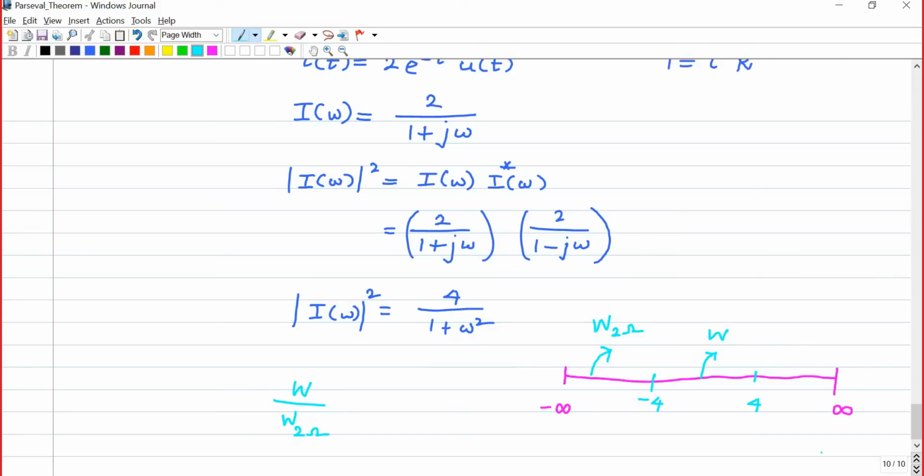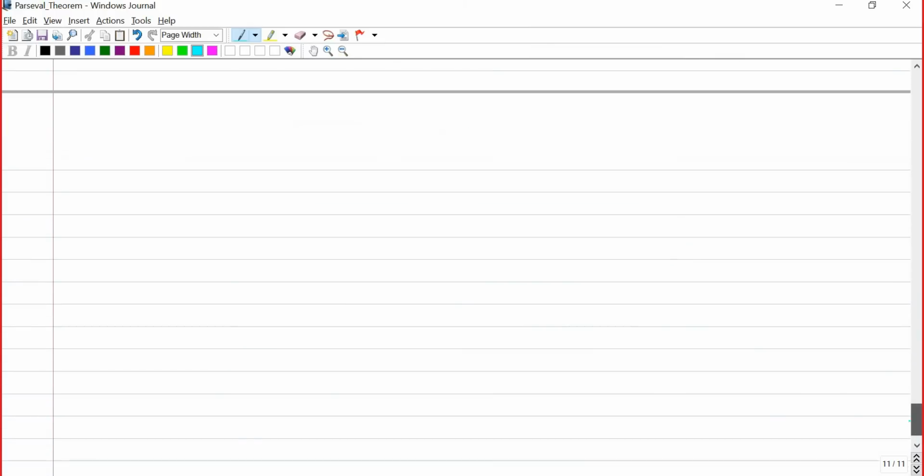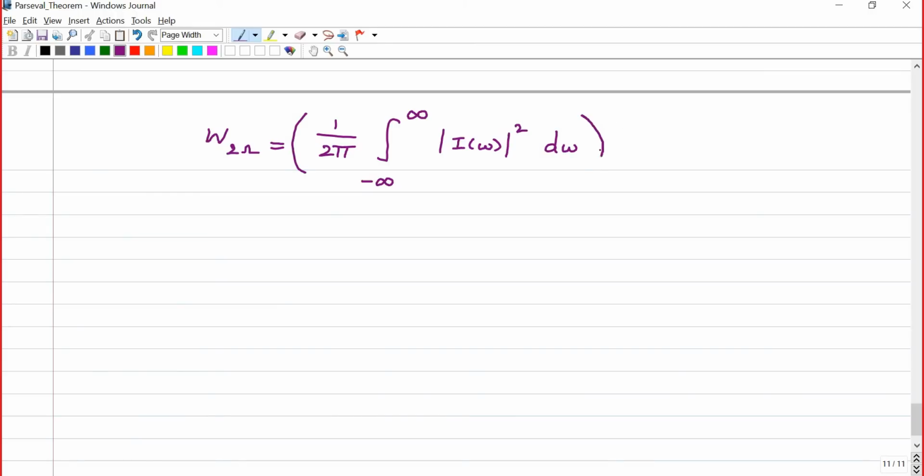So first let us find out the total energy. I'll write the Parseval's theorem expression, W 2 ohms. This is a current equation. So the energy value is that multiplied by current. So can somebody say the general formula? 1 over 2 pi, integral from minus infinity to plus infinity, d omega, into the resistance value R. In this case it is 2.